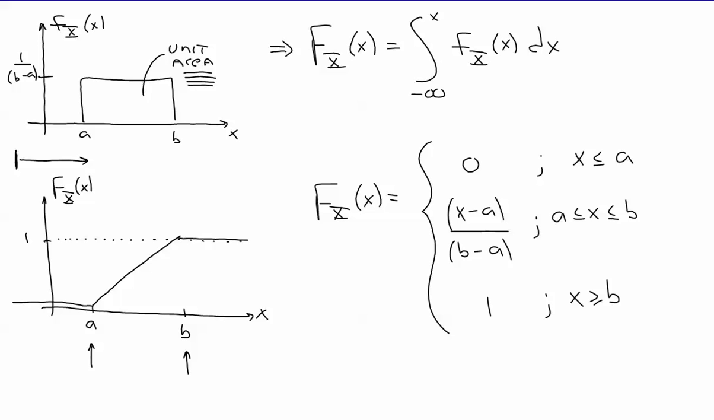Okay? So that's it. The PDF is just a squarish looking function with unit area there. And the cumulative distribution function is just a straight line starting at 0, going up to 1 linearly from point A up to point B. All right.